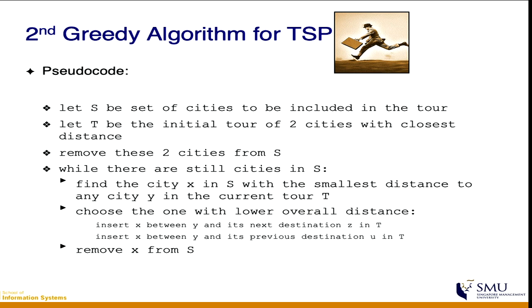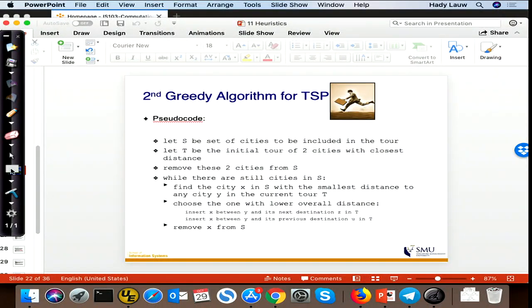So here, the first difference is the starting point. The starting point is not random. In fact, we are going to start from an initial tour of 2 cities with the closest distance. So we are not going to start at random. Instead, we are going to start from the closest 2 cities. The hope is that by expanding that, we are going to get a better solution in the end. Then we're going to expand the tour 1 city at a time. And the way we do that is to choose the one with the lower overall distance among the cities. Okay, so let me give you an example. Now this is greedy 2.